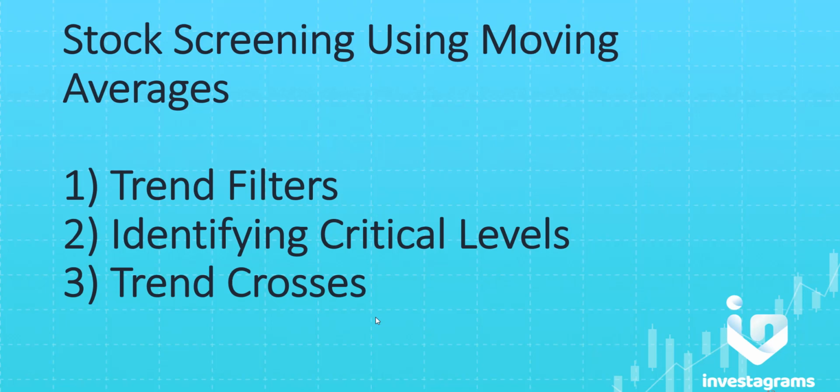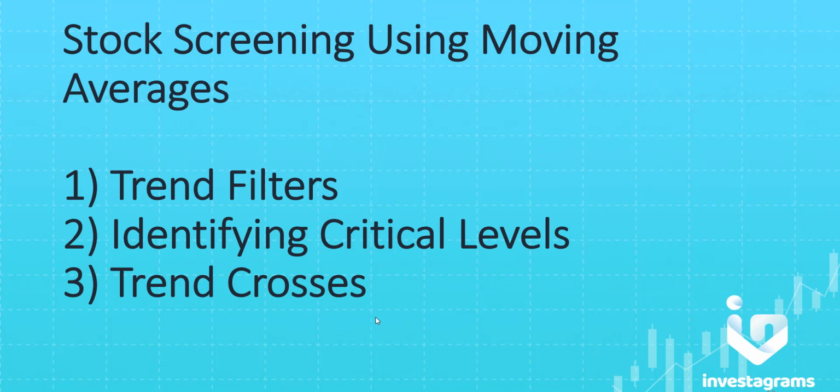So, the next part of our discussion would be identifying critical price levels using moving average screeners. As you know, moving averages can also tell us what price levels are important to break for a stock to continue to move upward, or for a stock to have that selling point, that resistance zone.